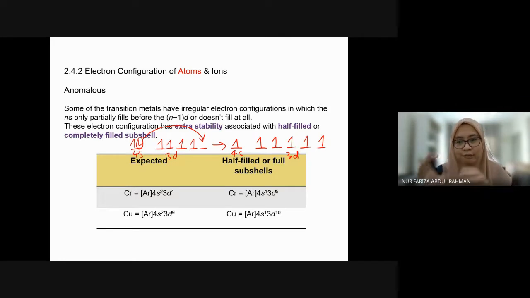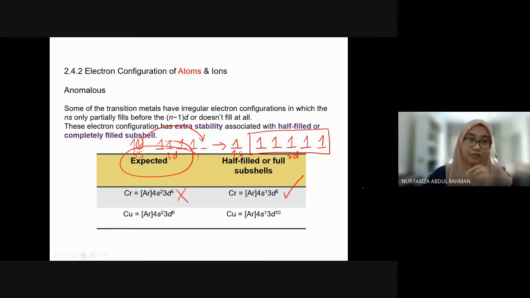Okay, so it jumps and then becomes this half filled. That means this is better than the expected one. Alright, so that's why actually it is not like this, it should be like this. So you have to consider it, abnormality is always special. We want to make sure that students really remember, because the probability of it being asked in the exam is high.